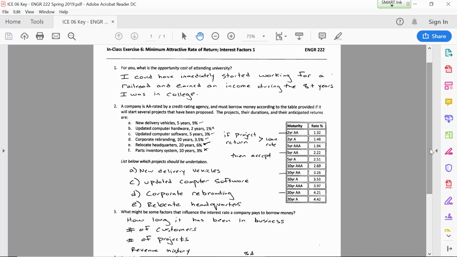Updated computer hardware is a no, because to borrow money for 2 years, they have to pay 1.32%, but their project is only going to return 1%. So that project is not attractive because it costs more to borrow the money than you're going to get by undertaking the project.